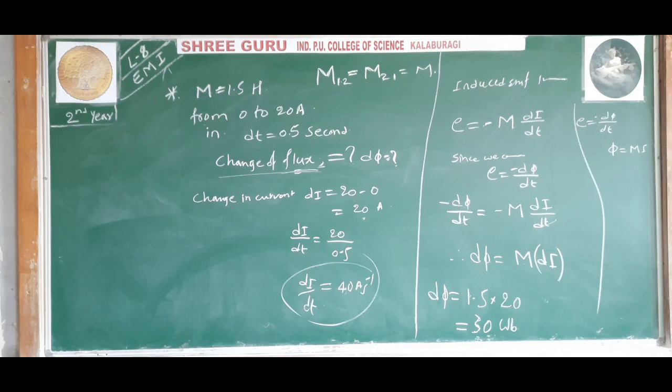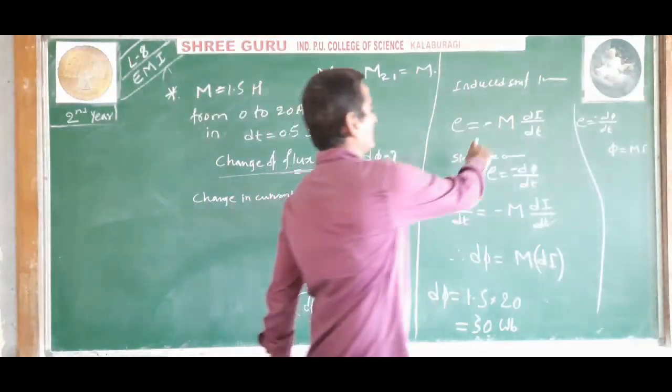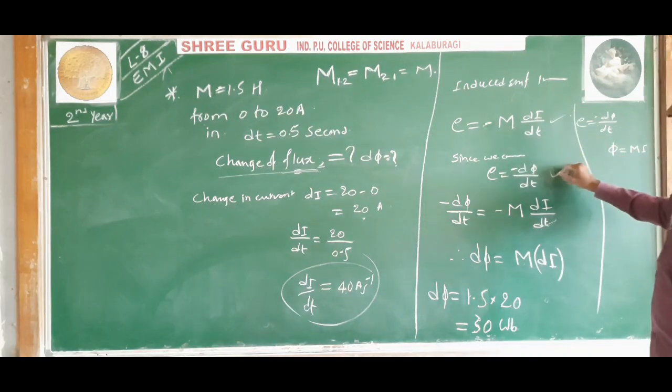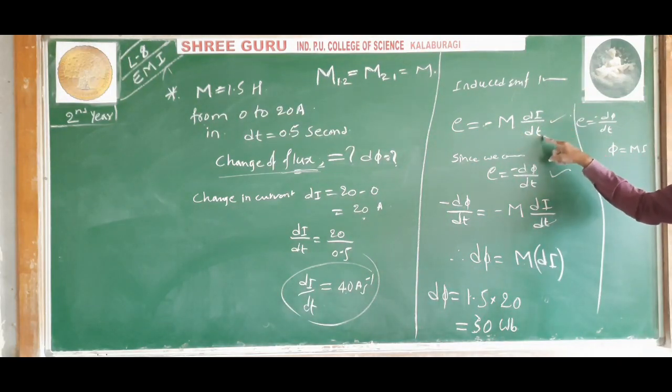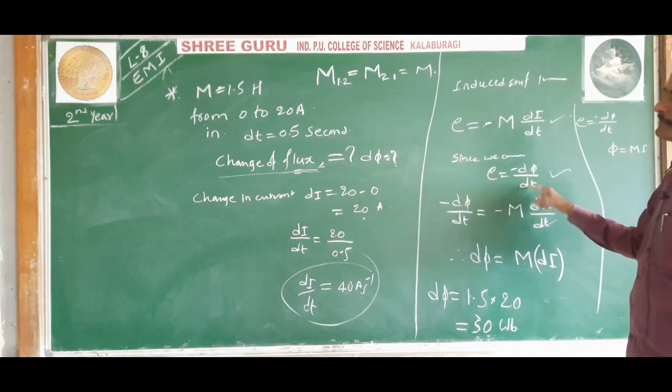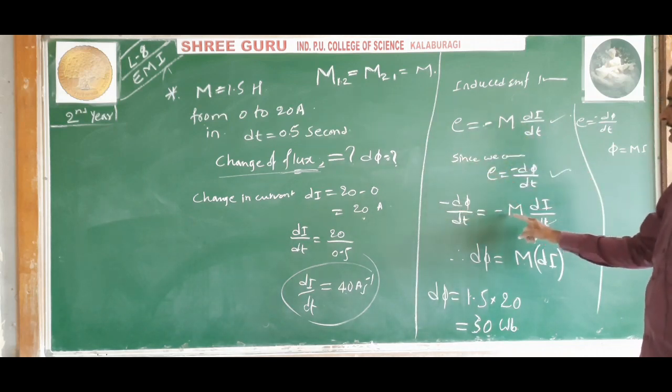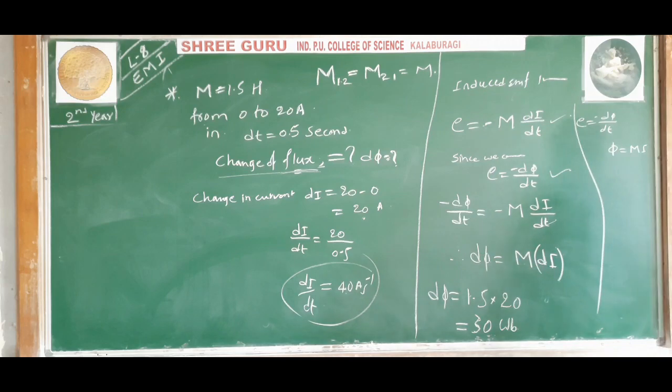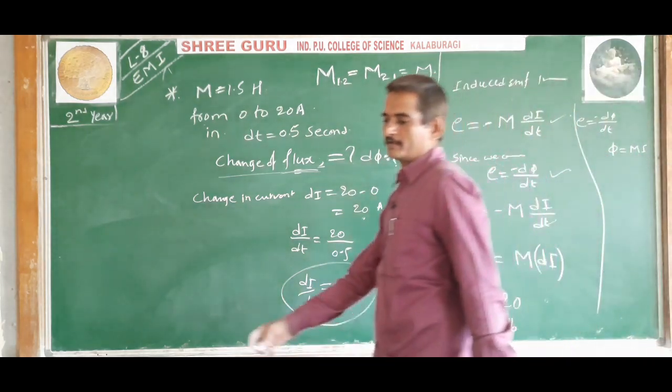See how we have solved this question. See how we have made the formulas. E is equal to minus M di by dt, and that formula we have obtained like this. So now substitute E is equal to minus d phi by dt here. So minus d phi by dt equals minus M di by dt, minus cancels. So d phi is equal to M di. You will get the answer like this.